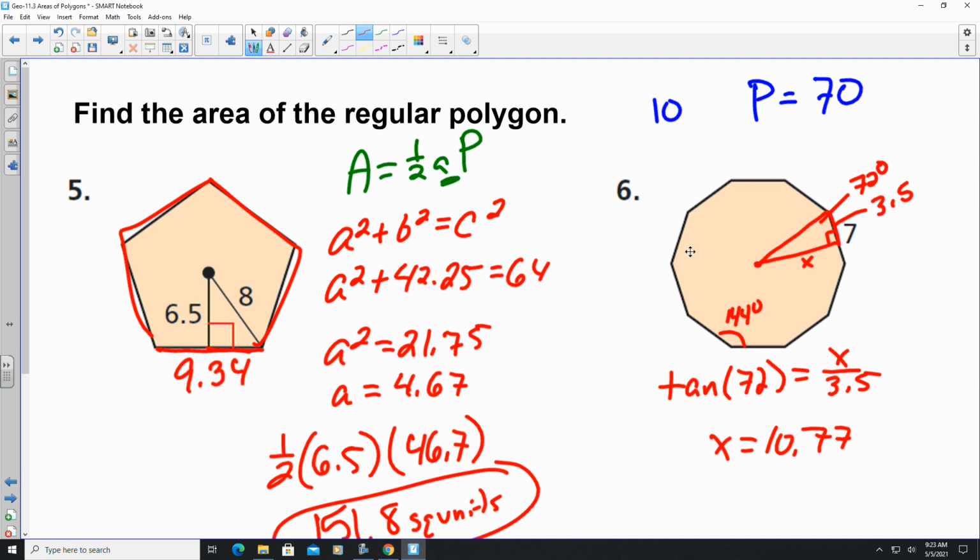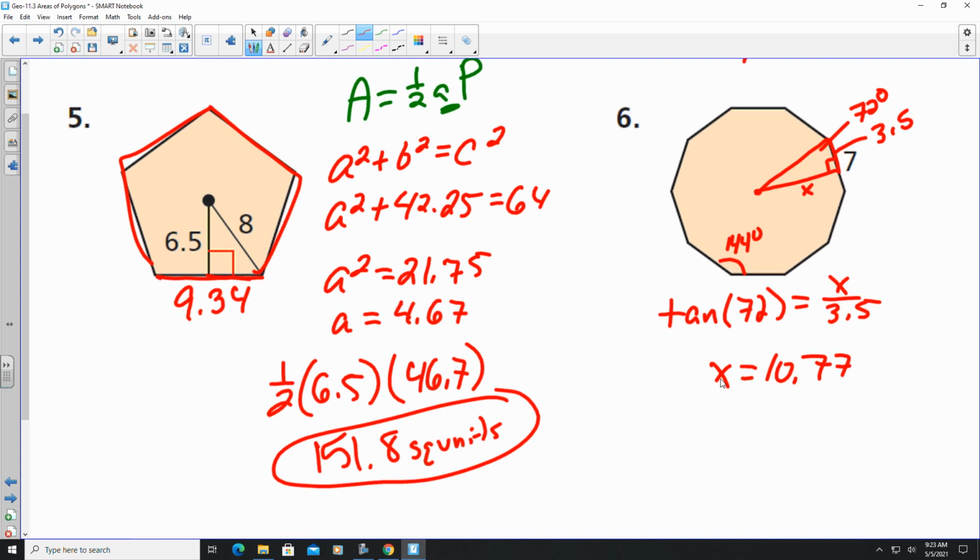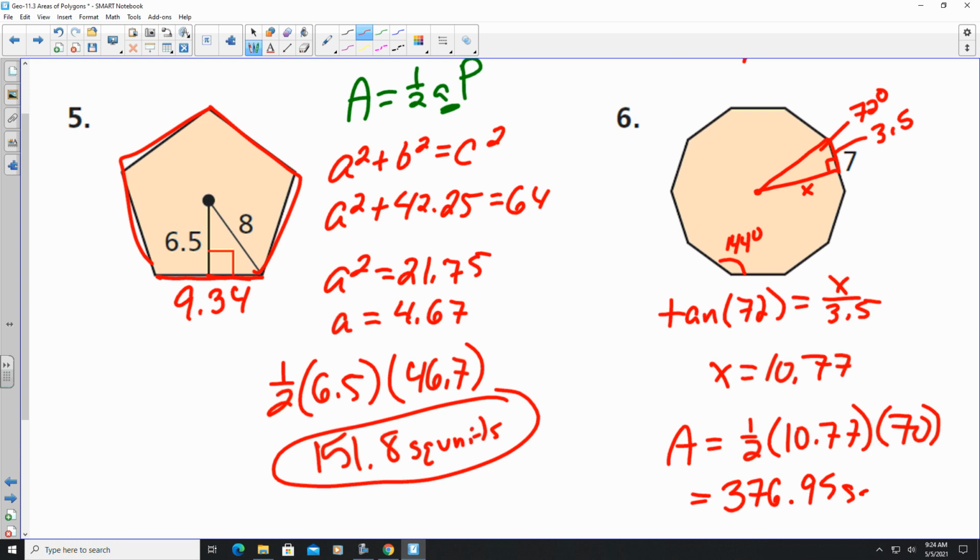So I found the apothem, I know the perimeter, I can just plug those in. So my area for this is going to be 1/2 times the 10.77 times the perimeter, which is 70. Multiply all of those together, we get a value of 376.95 square units.